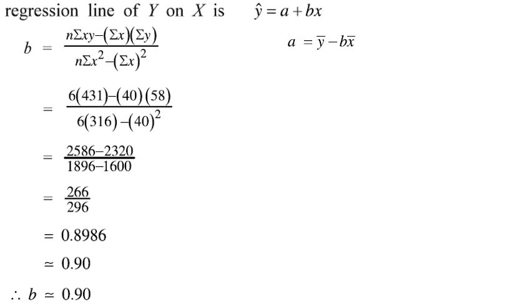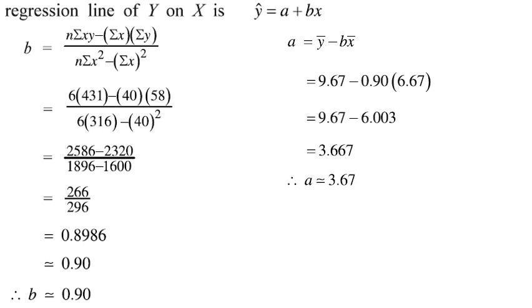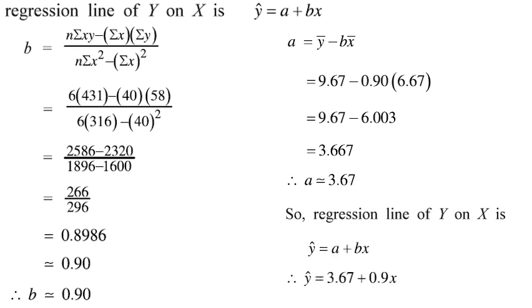Put this into our equation of a. The y bar is 9.67, the b is 0.90, the x bar is 6.67. Multiply them and that way you will get the value of a as 3.67. Now put a and b into our regression equation. That would be y cap is equal to a plus bx, that is, y cap is equal to 3.67.